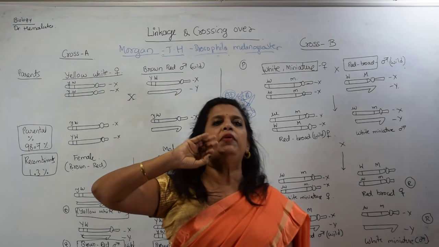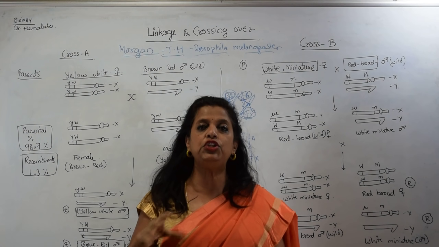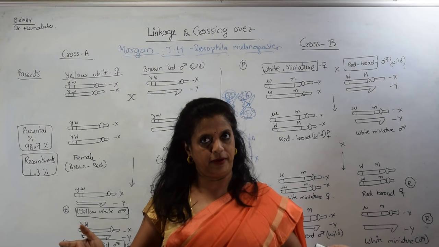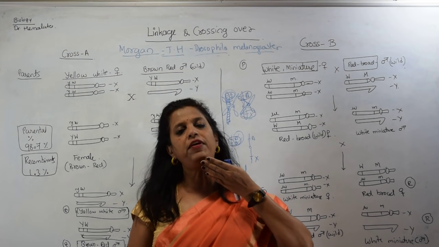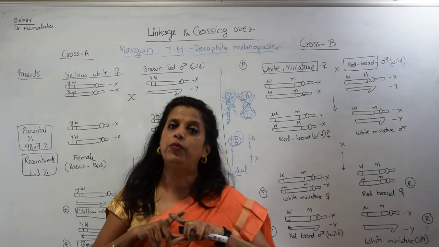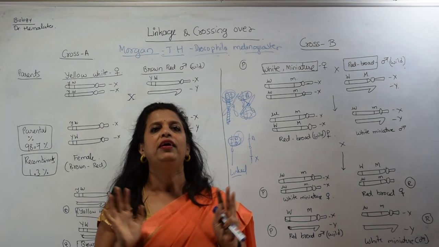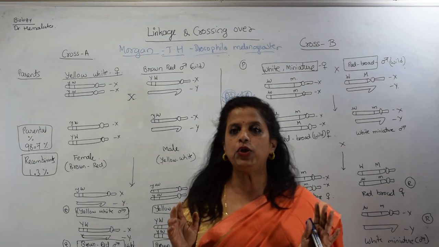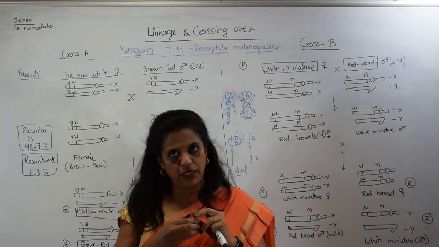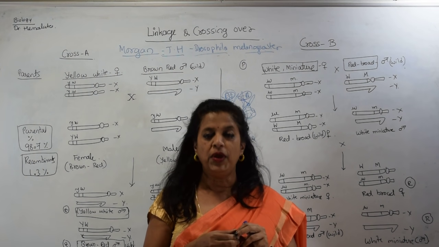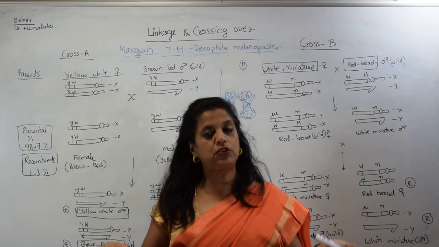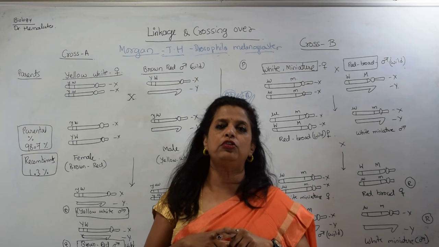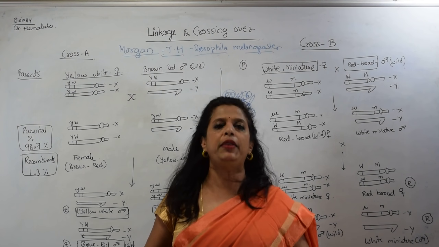So Morgan explained linkage and crossing over. The genes which are linked will normally inherit together. Genes which are very far away from each other undergo crossing over, producing new recombinants. This is his explanation. So what is linkage? Linkage is the ability of genes which are very near to each other on a single chromosome to be inherited together. That's called linkage. And if they are far away, then they undergo crossing over, there is no linkage, and there will be recombinants.